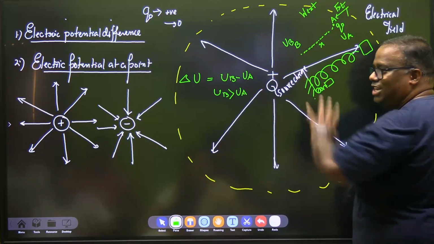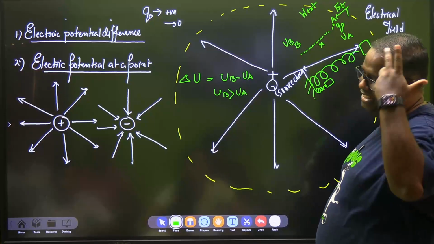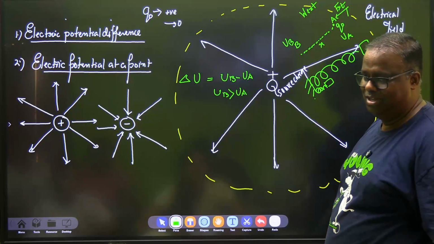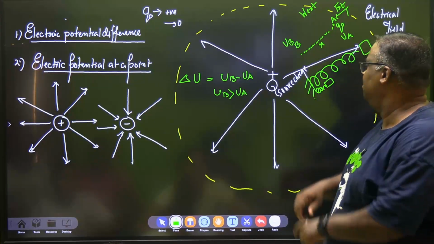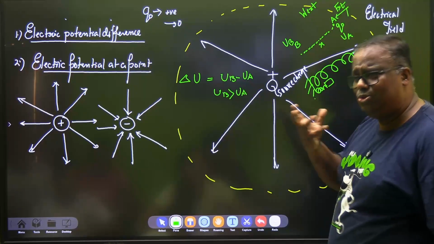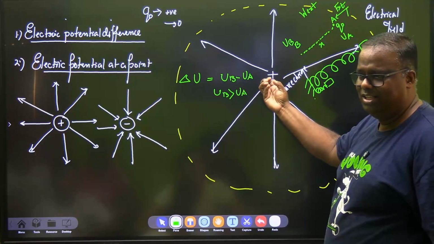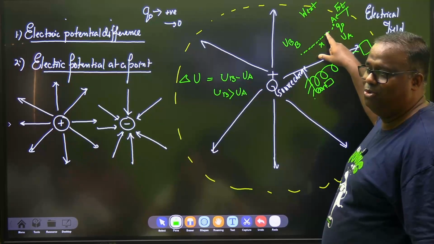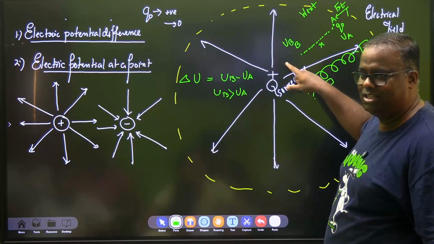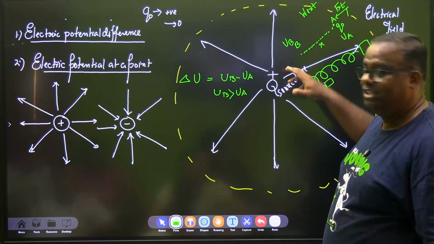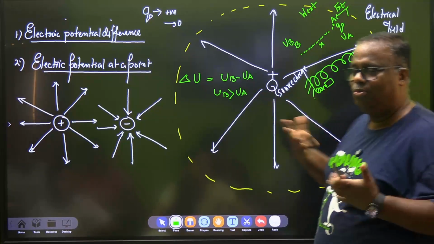If this source charge was negative, I really like that question. If the source charge was negative, think about it: do you need to do some work? No, it will come here on its own. At that time, the energy here is more, the energy here is less. This is what grade 12 students struggle with: if it is negative, then your work done has no value.